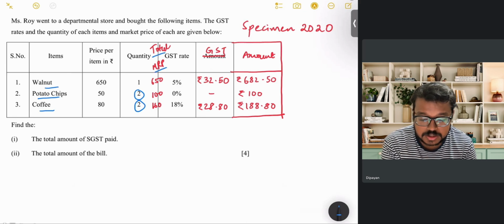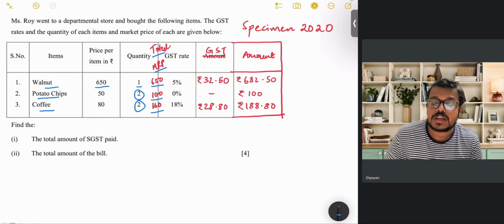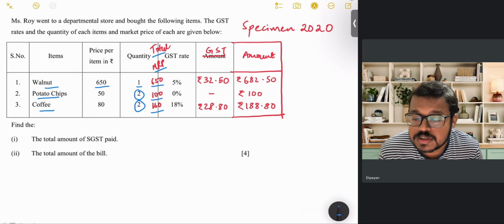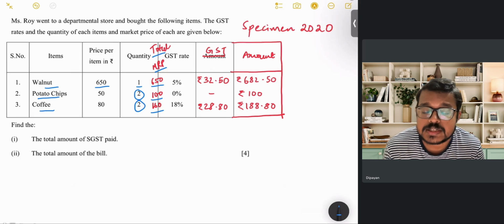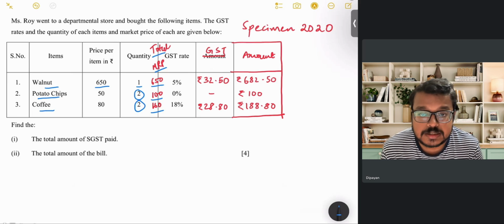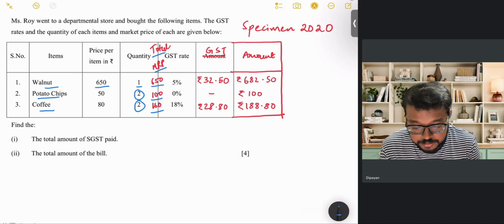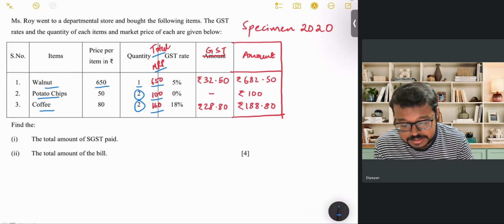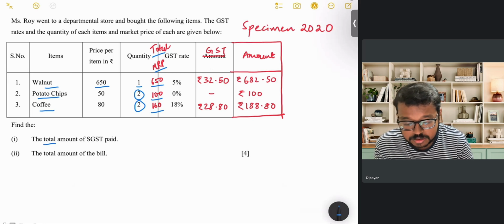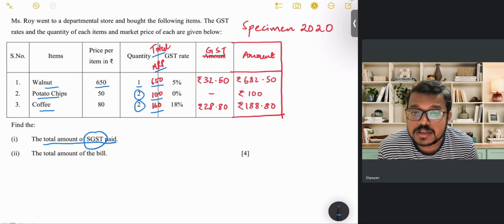Walnut only has one quantity, so it will be the same 650. But potato chips and coffee will be 100 and 160. Then rate of GST for these three items are given 5%, 0% and 18%. Now, first they're asking to find the total amount of SGST paid.